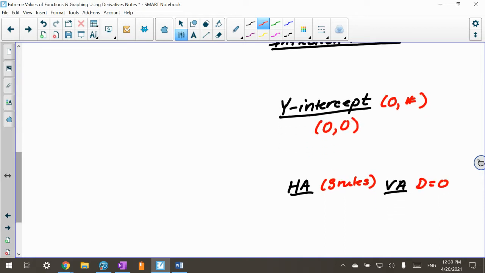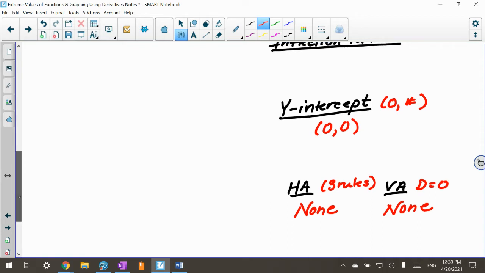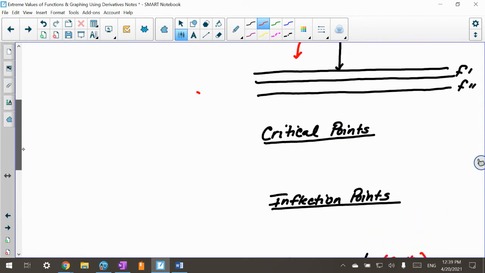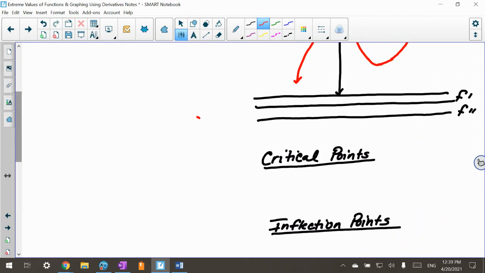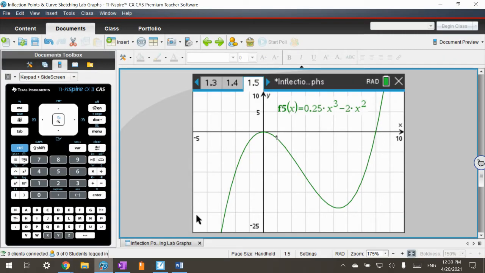Because this is a polynomial, it's not a rational function. There is no horizontal asymptote to find, and there's no vertical asymptote to find. So you don't always have to have that, but we're going to make sure we check for it. So now we're going to go through and do this. First, we're going to do critical points and inflection points, but I want to show you that I did graph this. So here's my graph.